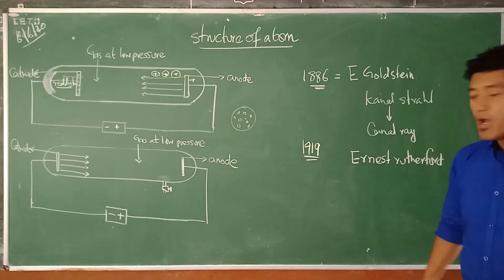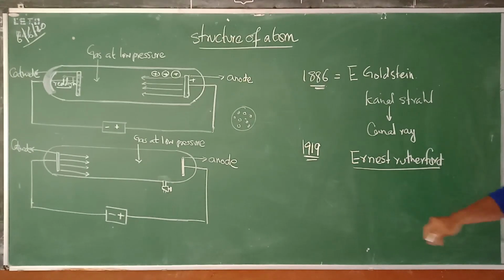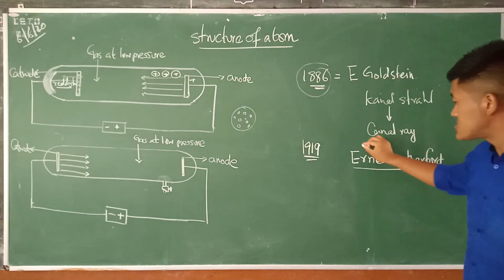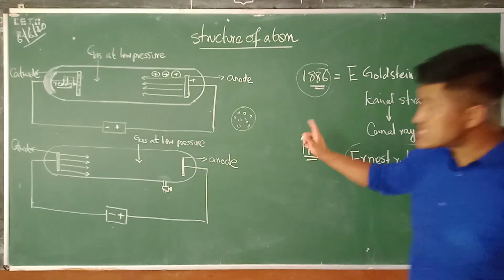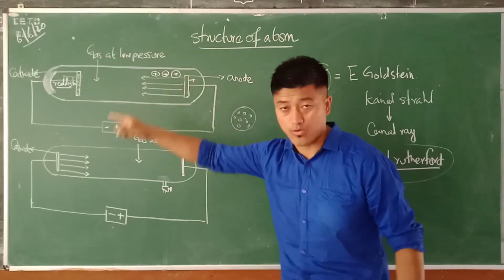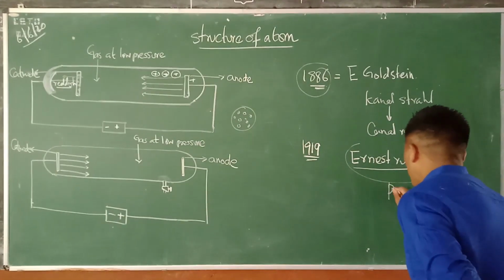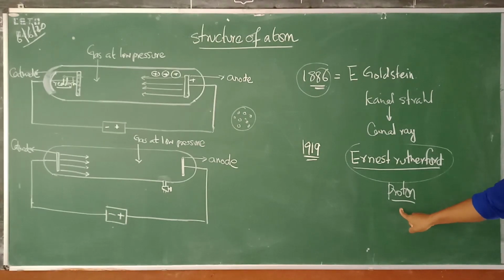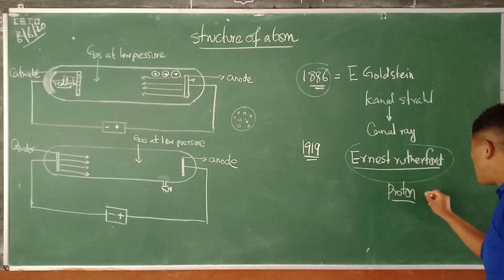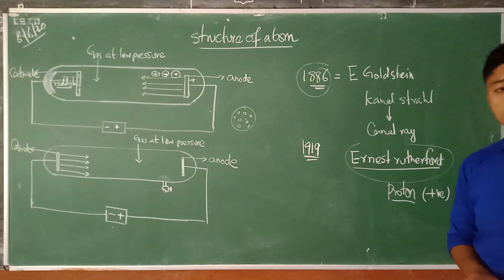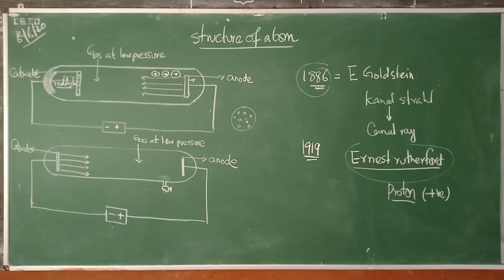Rutherford. Right? What role did he play here? The experiment was conducted by E. Goldstein, but it was Ernest Rutherford who said that the positive particles which are traveling from this anode to cathode, he named as proton. This is the subatomic particle which we knew, right? And this proton is normally positive by nature.